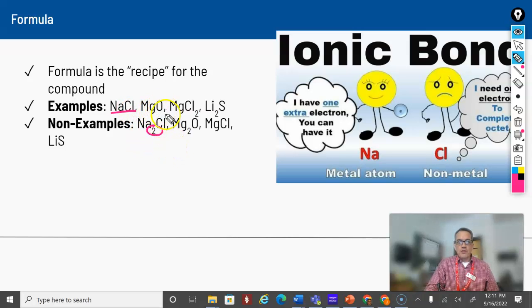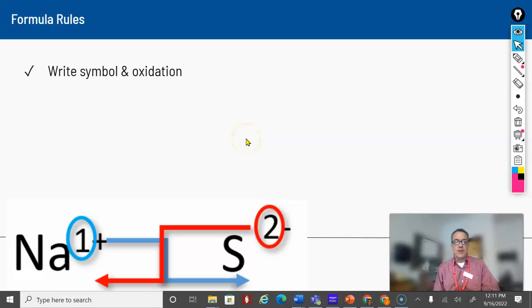There's always one magnesium for one oxygen. There's never two magnesiums for one oxygen. So we have rules that we need to follow in order to get a proper formula, and that's what we're going to hit here in just a second. So here's how we go about writing the formula. This is definitely something we want to make sure that you're taking notes on.